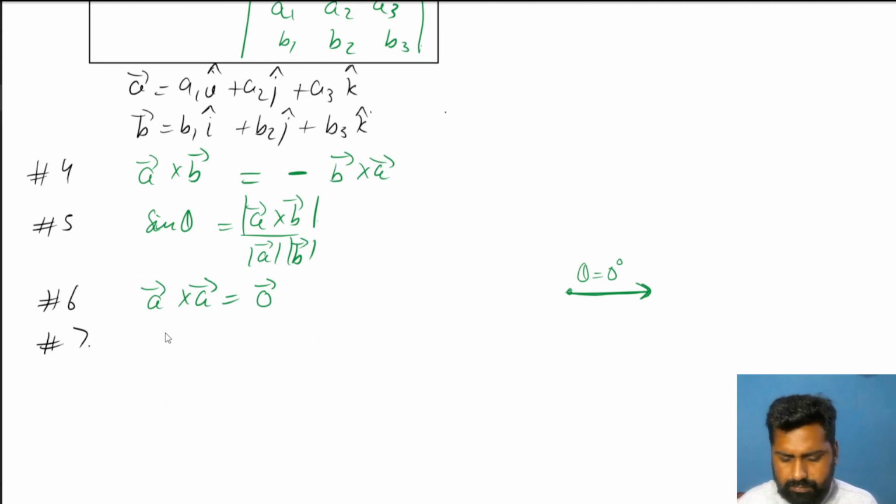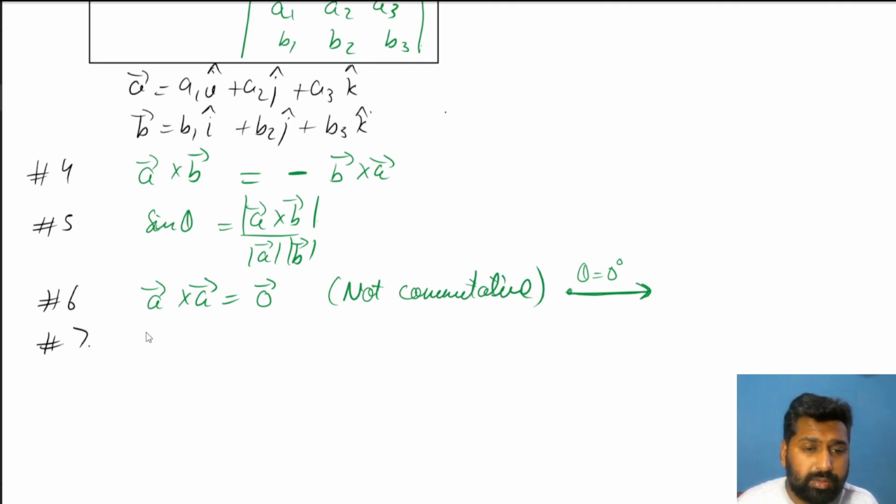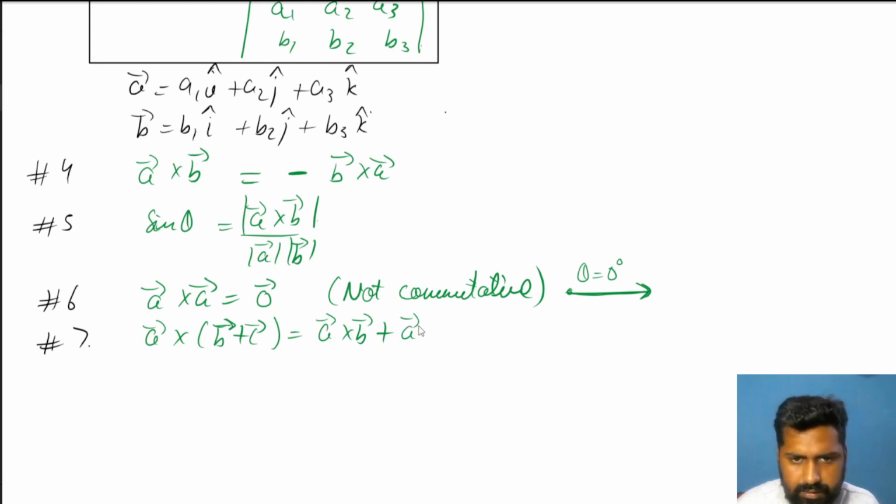Next is distributive properties are still applicable, so not commutative. I'll write here, not commutative, but distributive is there. A cross (B vector plus C vector) is equal to A cross B plus A cross C. Okay. Cross of A with B, cross of A with, my bad, C. Okay. Next property.